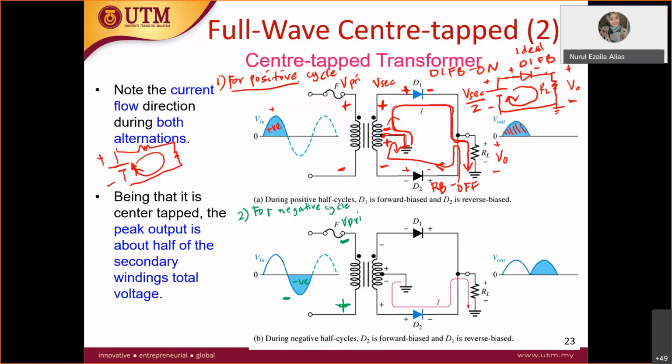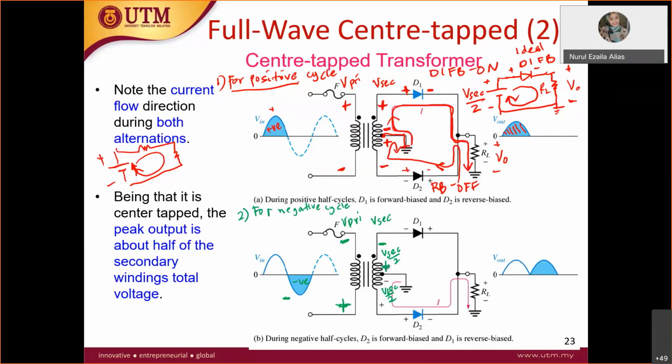Again, you have a V secondary here. Since it is center tap, here is V secondary over 2, and the bottom one also V secondary over 2. All right, so let's take a look at the first one. Since you have negative and then plus here, let's take a look at D1 first.